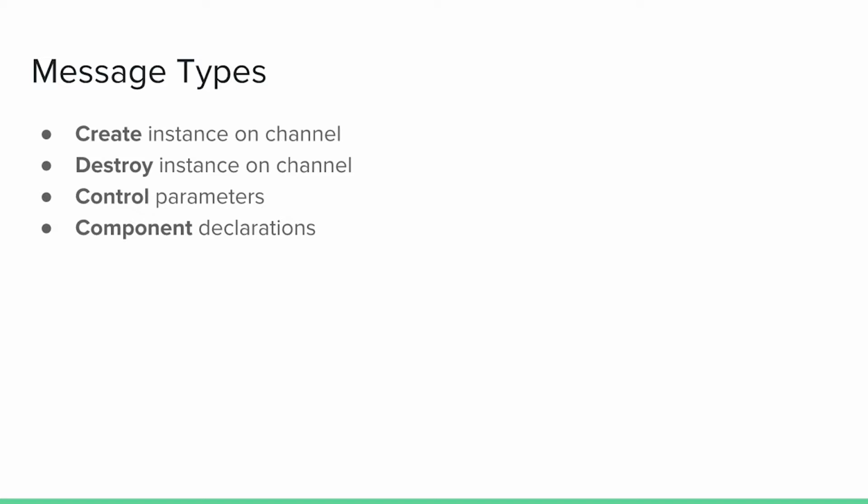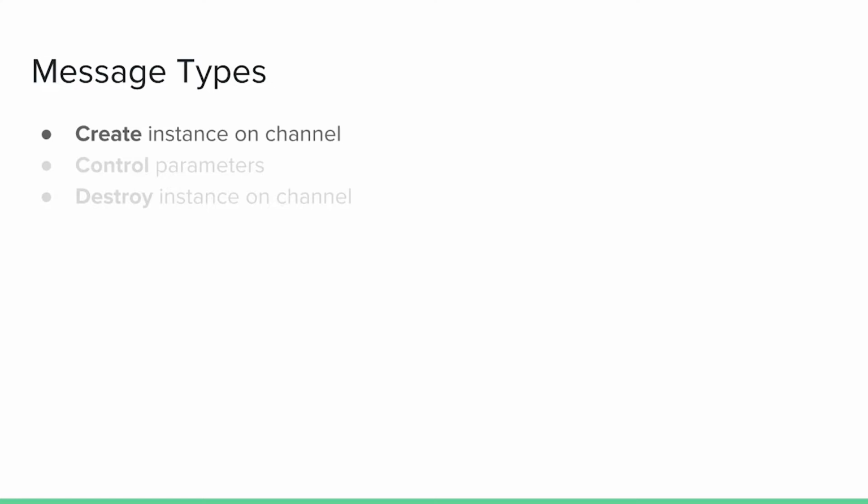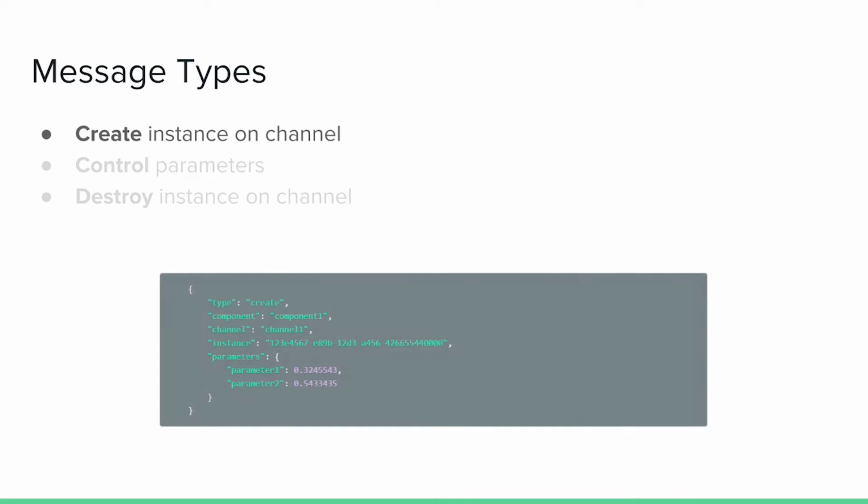I'm going to be representing the data as JSON, which is hopefully quite intuitive, but if you don't understand what's going on, you can have a look at what JSON is and how it expresses data. So the first type of message is a create message, which creates an instance on a channel. It's got a type property which defines it as a create message. It's got a component and a channel property which describes which channel in which component it relates to. It's got an instance property which is like a globally unique identifier, which allows subsequent messages to define which instance they're referring to. And then it's got a parameters property, which is just a keyed dictionary with a value for each parameter. The value can be either one numerical value or an array of numerical values.